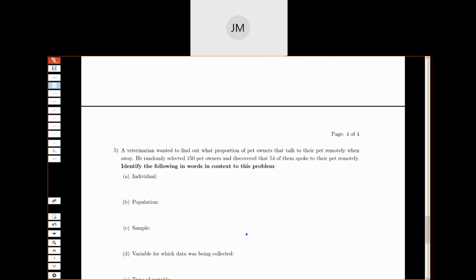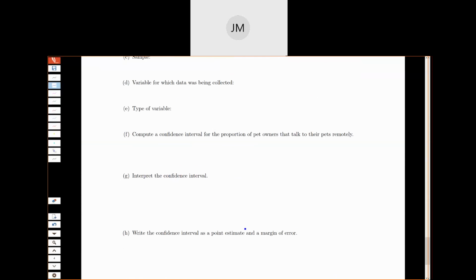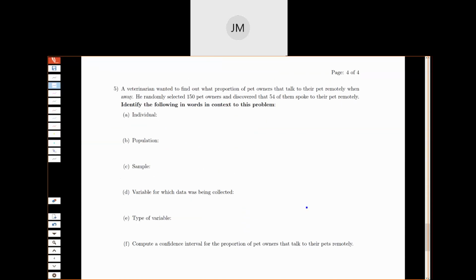Okay, just one problem left with a million parts. That's the way it goes in stats, right? Very few problems, very many parts.